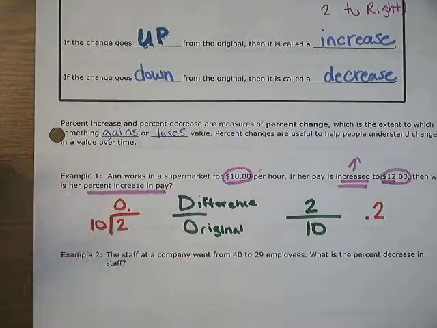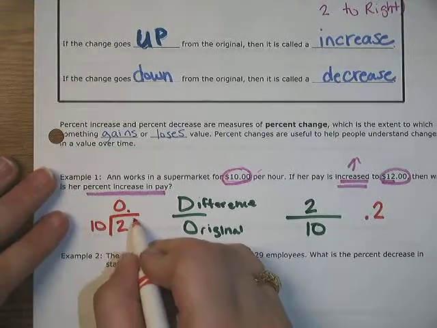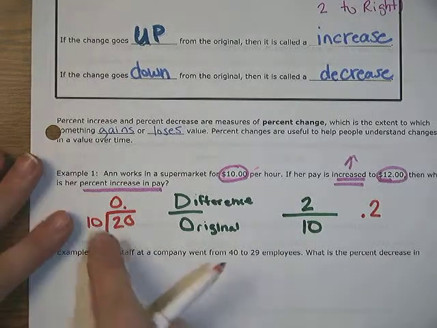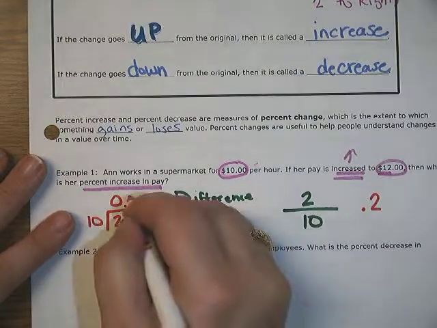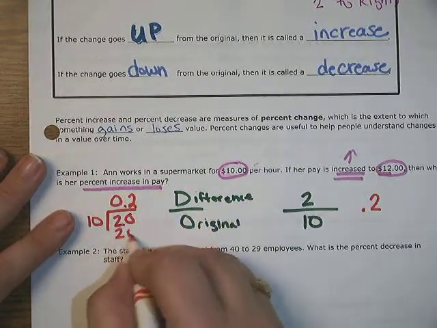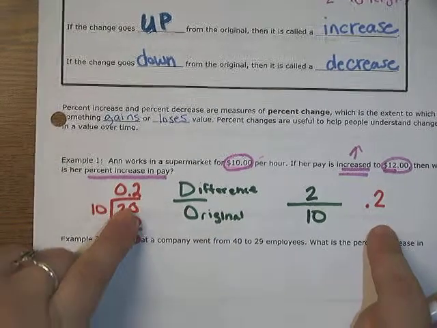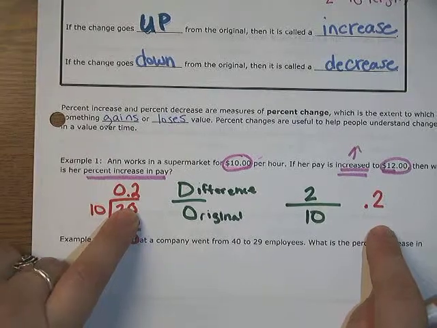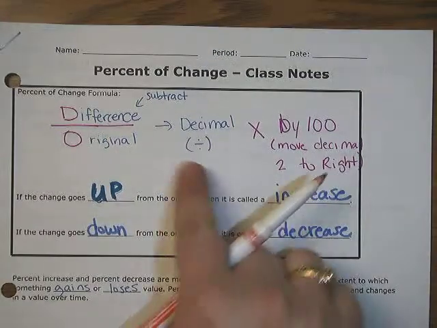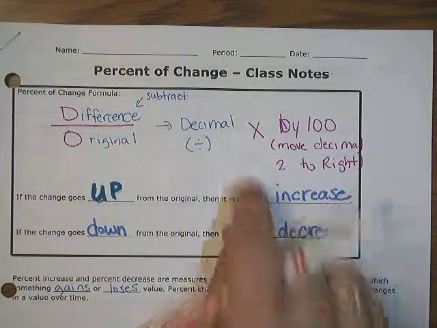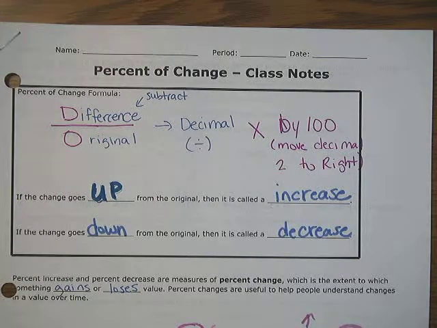10 does not go into 2, so I have to put a 0 and a decimal. Now, I can't just call it a day because I don't need a remainder. And right now, I still have this 2 just hanging out. So I'm going to add a 0 inside. How many 10s are in 20? 2. I multiply, I get 20. I get a 0, I'm done. Did I get the same answer both ways? Yes.